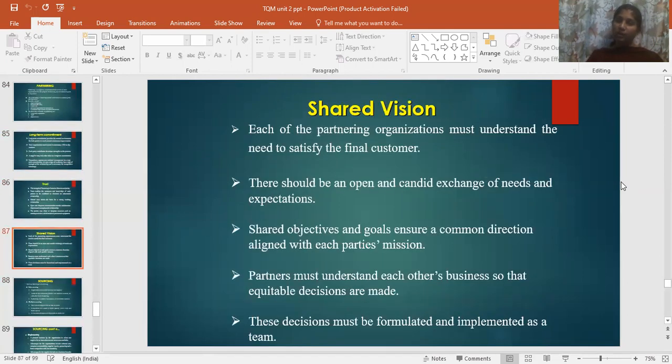What is a shared vision? Each of the partnering organizations must understand the need to satisfy the final customer. There should be an open and candid exchange of needs and expectations. Shared objectives and goals ensure a common direction aligned with each party's mission. The partners must understand each other's business so that equitable decisions are made. These decisions must be formulated and implemented as a team.